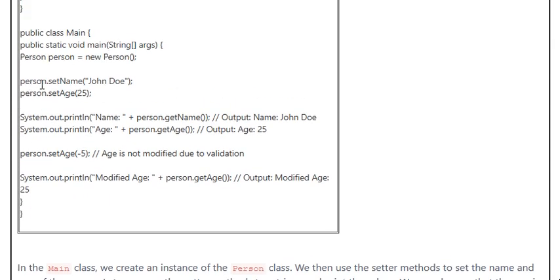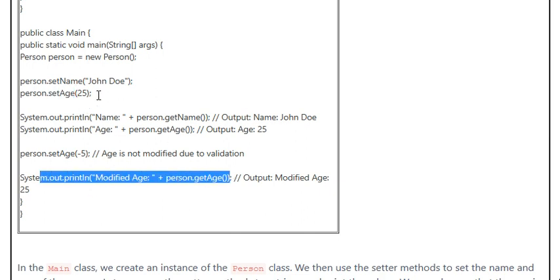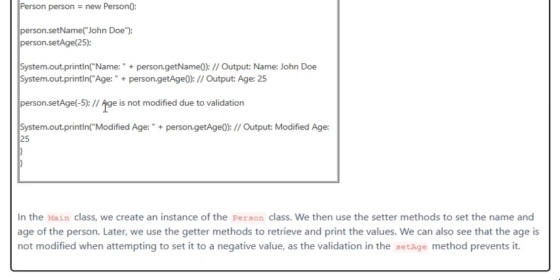So here if you see in the main method, person.setName, how do we set the name? By calling the setName method. How do we set the age? By calling the setAge method. So finally System.out.println person.getAge. This is how we access the age and name.